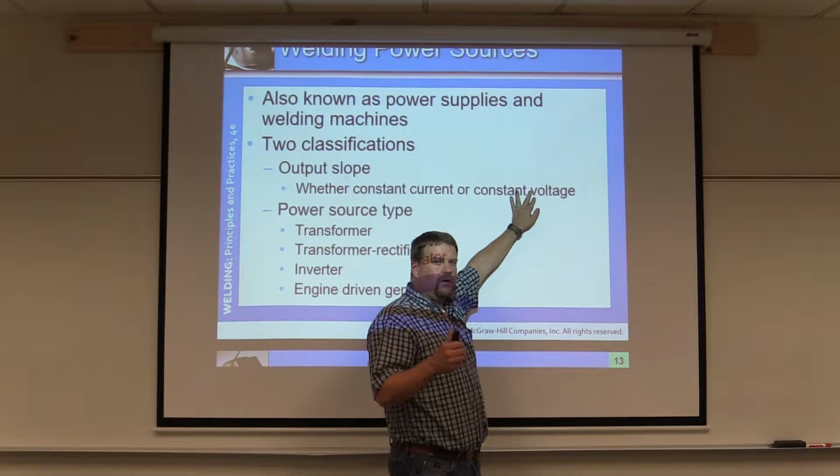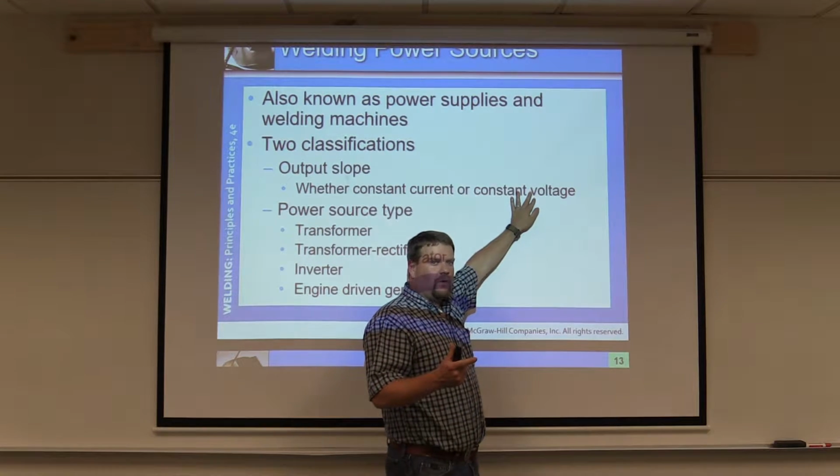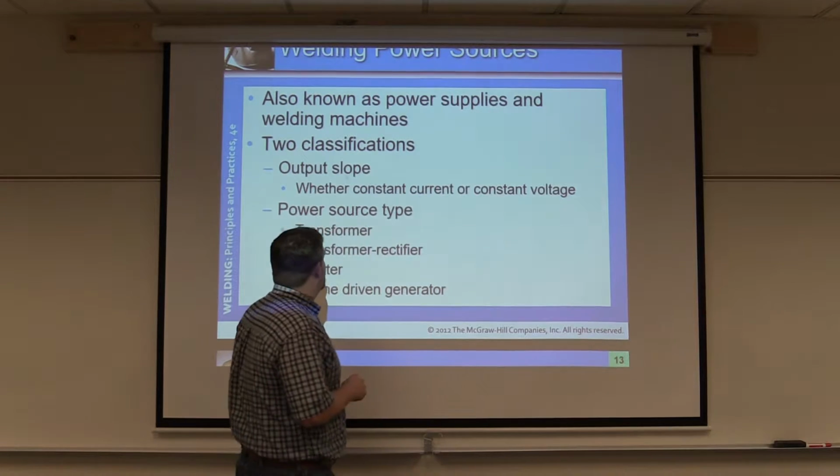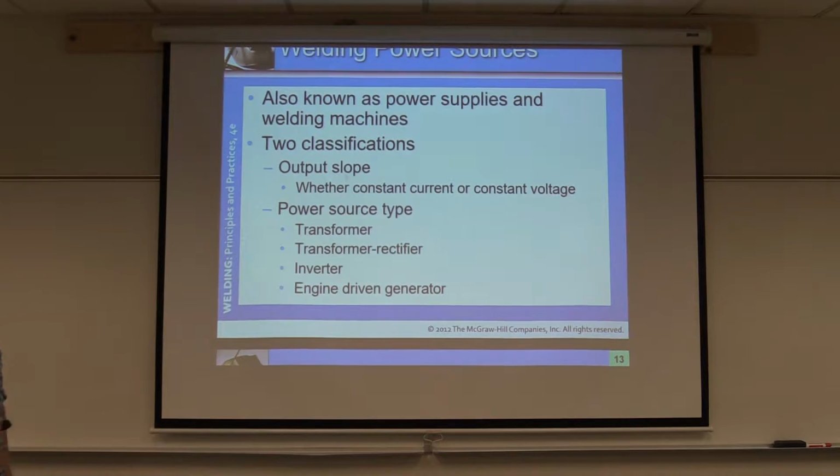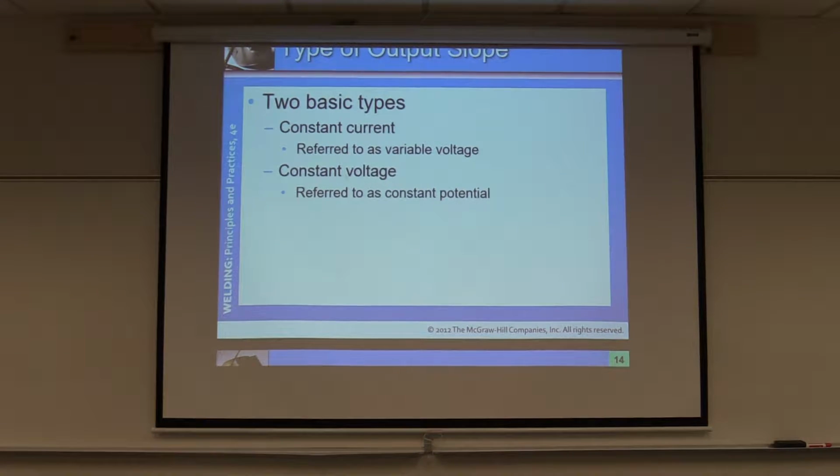Gas metal arc welding, or flux core arc welding. Okay. All right, let's move on. So, it talks about the two basic types of output slope.